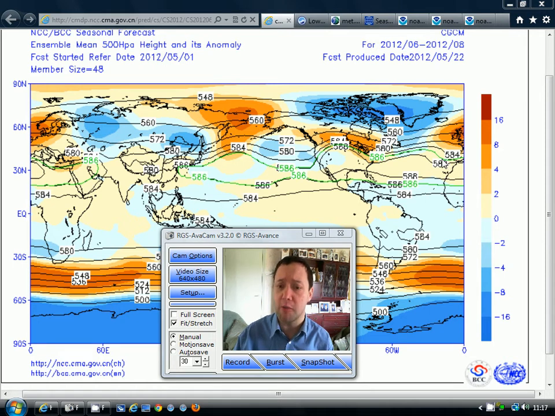Now, height anomalies are important because that's the area in the atmosphere where we get high pressure and low pressure developing. And where we've got above average heights, we'll tend to be seeing high pressure. Where we've got below average heights, we'll be tending to see low pressure.